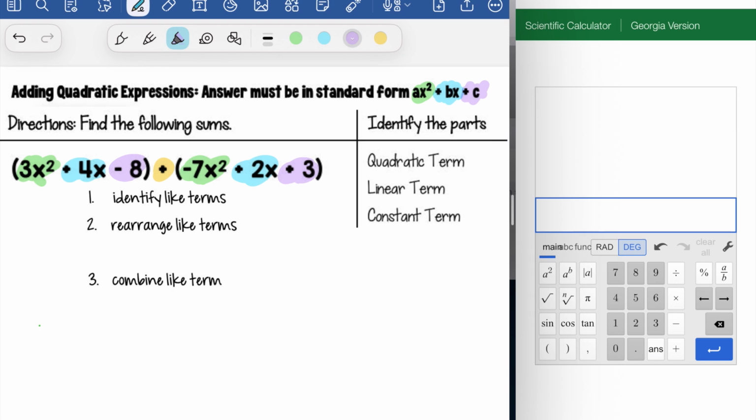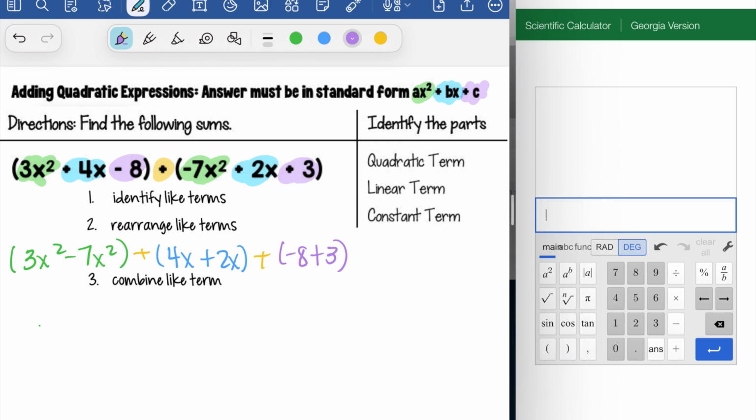So now I have green with green, blue with blue, and purple with purple, and that is how we will rearrange them. So now I'm going to rewrite my expression so that the terms will be together according to their color. First I'm going to group 3x squared minus 7x squared together, and we're going to add it to my blue, which is positive 4x plus 2x. And then we're going to add it to my purple, which is negative 8 plus 3.